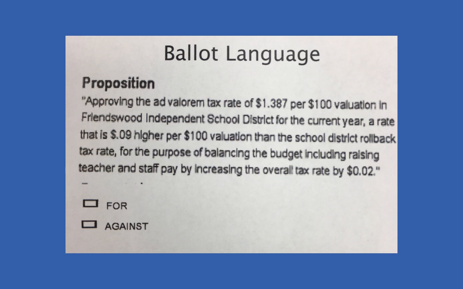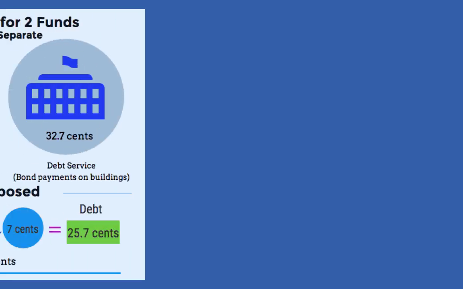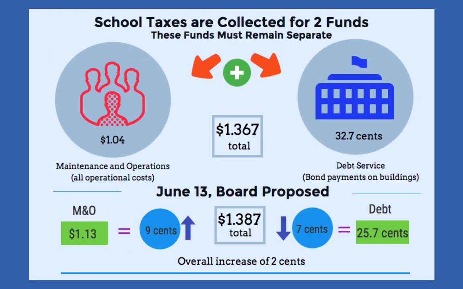On the ballot is the approval of a 9-cent increase to the maintenance and operation tax rate for an overall tax rate increase of 2 pennies in order to balance the budget, which included teacher and staff salary increases. The board dropped the debt service tax rate by 7 cents after refinancing bonds last spring and saving $16.7 million in interest payments. That is why the overall tax rate increase will only be 2 pennies rather than 9.